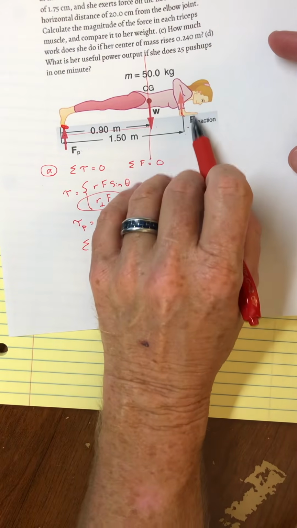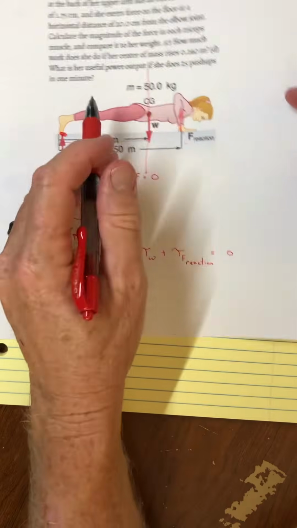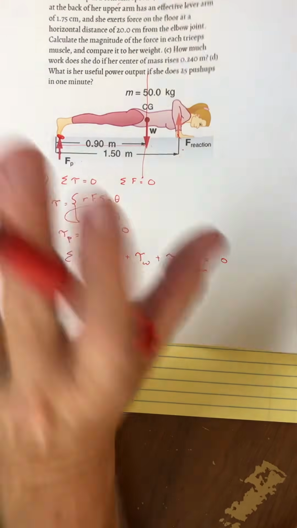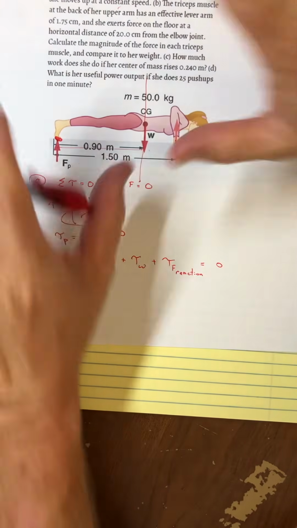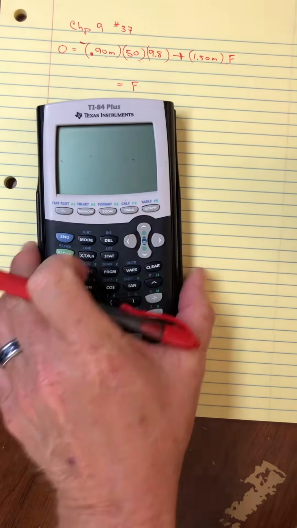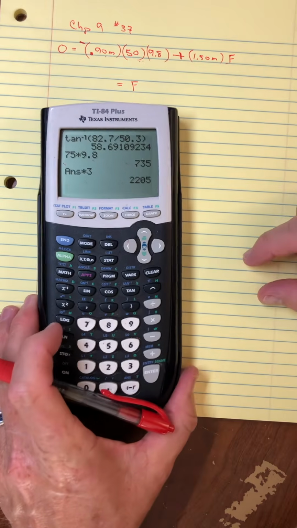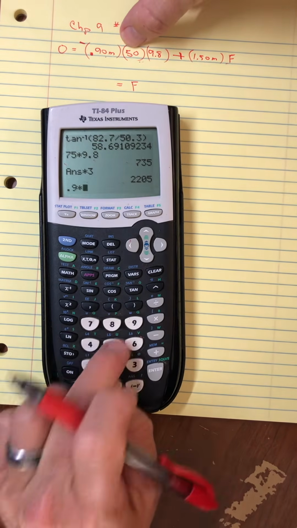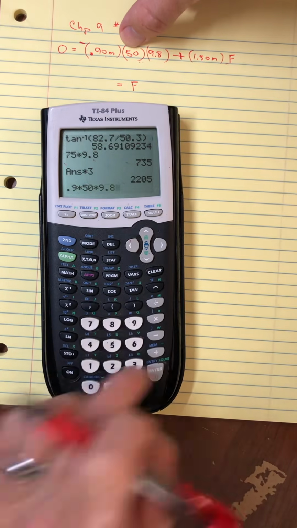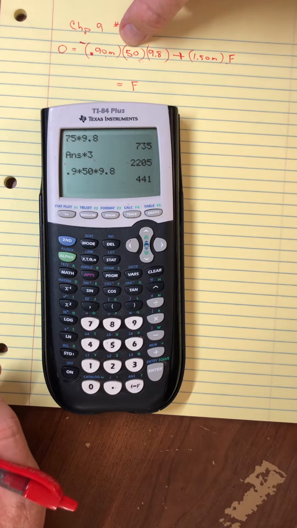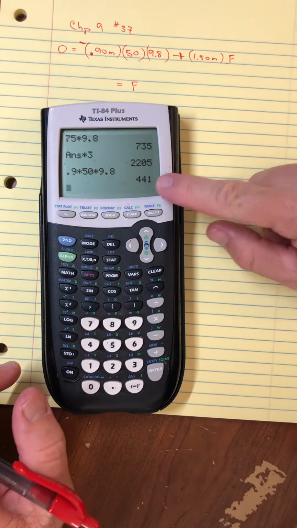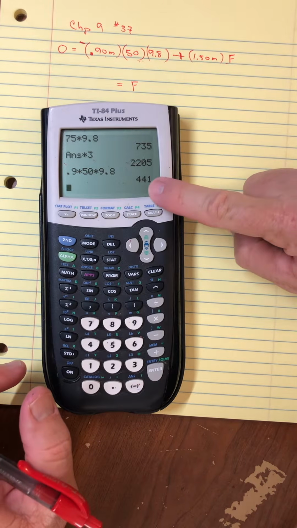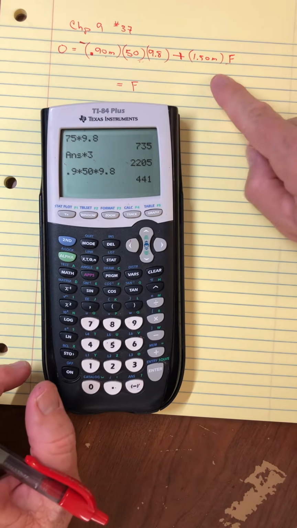They don't really show two hands, but hopefully it's implied here that she's got two hands pushing down. Okay, so let me calculate this, but then let me also cut it in half to get the force from one arm. So I'm going to go 0.9 times 50 times 9.8. And moving that to the other side, it's a positive. So that's 441 Newton meters.